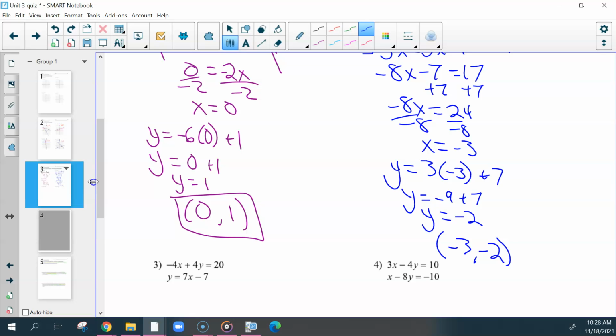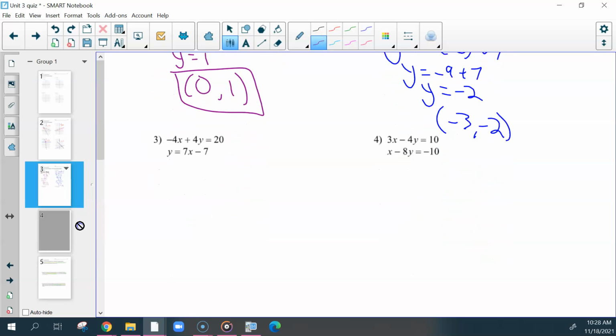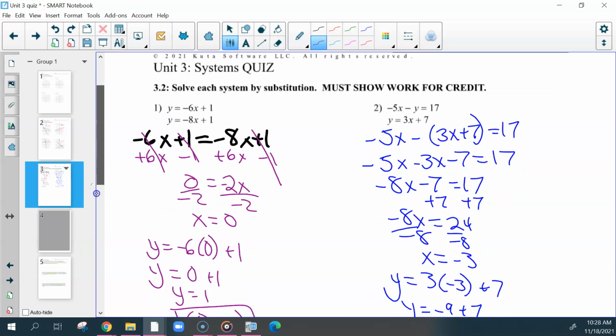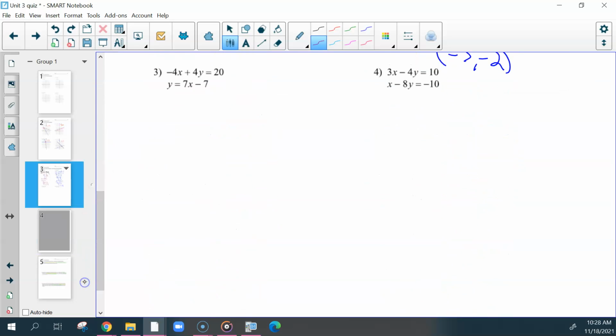Three is very similar because it has an equation that's solved for y already. We're just going to substitute that back in. So I'm going to take this, put it in for the first one. Remember that if it's an x equals, you're substituting in for x. If it's a y equals, you're substituting in for y. When you substitute these, if you have an x and a y still left in your equation, something's wrong. So go back and check it.